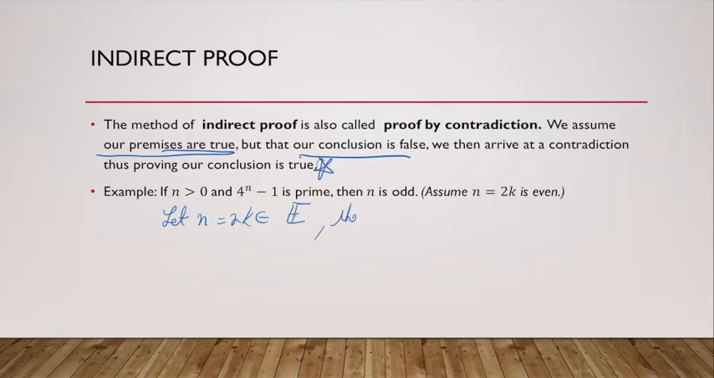Then I also want to assume that 4 to the n minus 1 is prime. We need to prove that if 4 to the n minus 1 is prime, then n is odd. So let's go ahead.